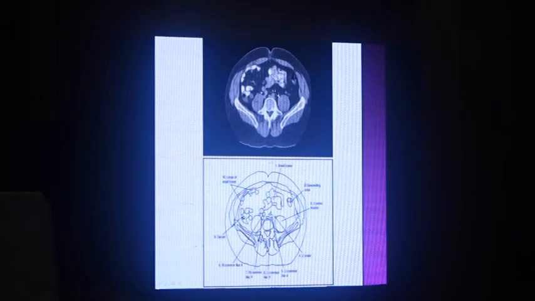Right ureter as well as left ureter. Yes, radiopaque. This is the nephrogenic phase of the CT abdomen.